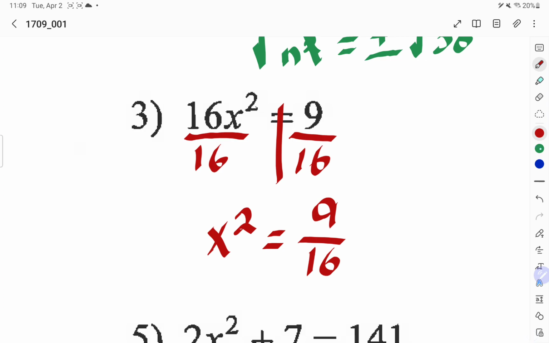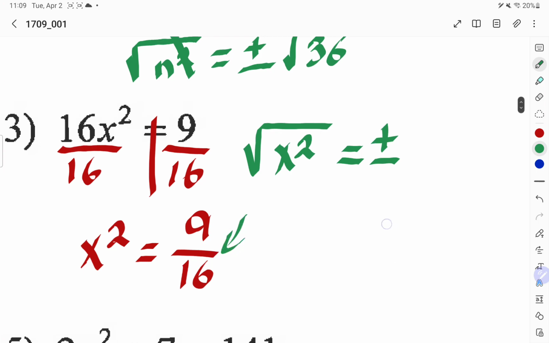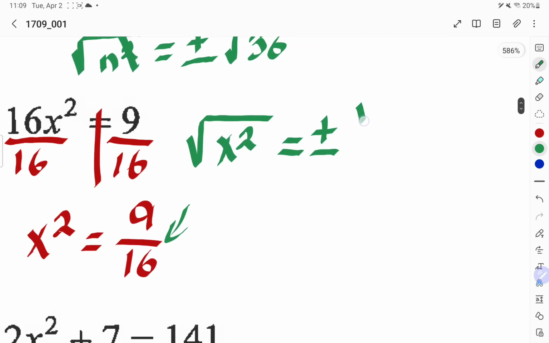Now, step number 2 says that we're going to have to square root this. So it's going to be the square root of x squared equals plus or minus. Now, due to the fact that we have a fraction and this fraction cannot be simplified, I'm going to go ahead and write my square roots like this. So I'm going to square root the top and the bottom separately.